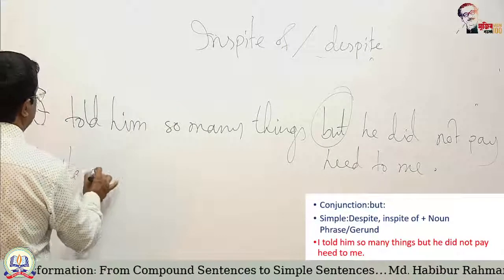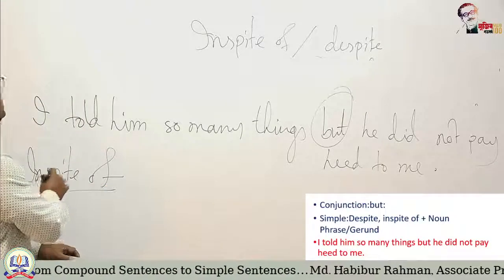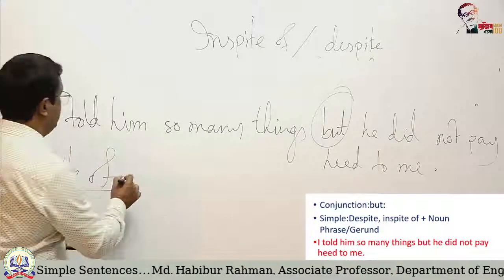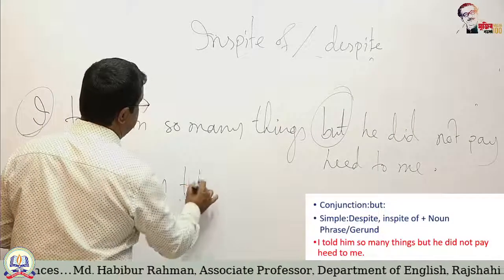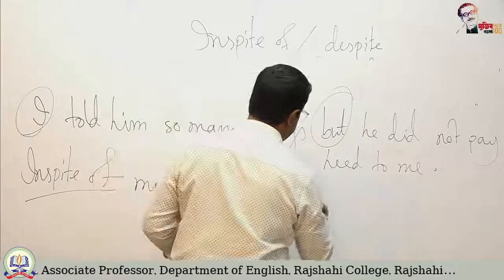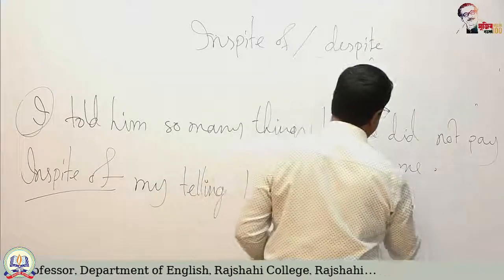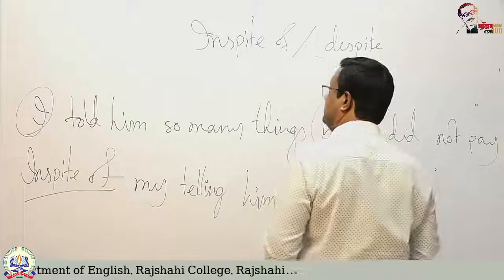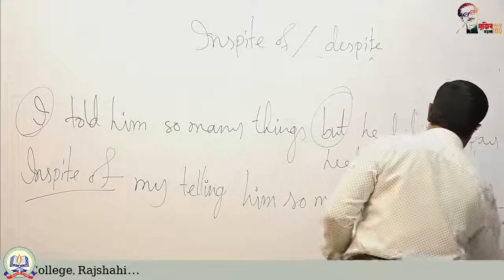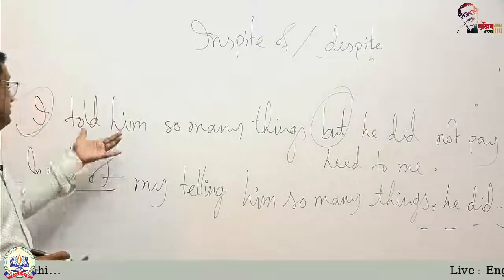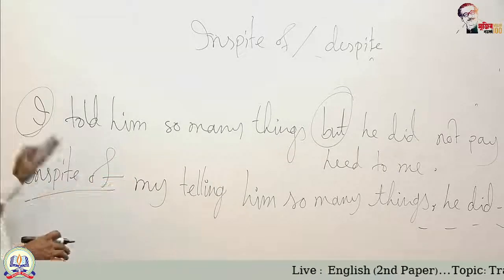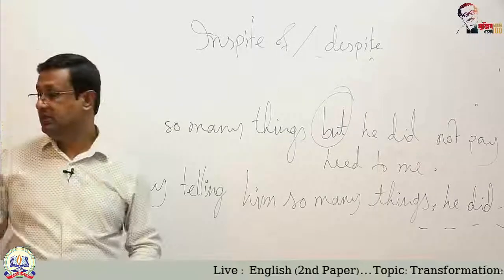In spite of. Okay, this is a prepositional phrase. So, the subject will be possessive and we will use the ing form of the main verb. In spite of my telling him so many things, comma, he did not pay heed to me. There will be no change afterwards. We have changed the first clause, the beginning clause, in spite of my telling him so many things.